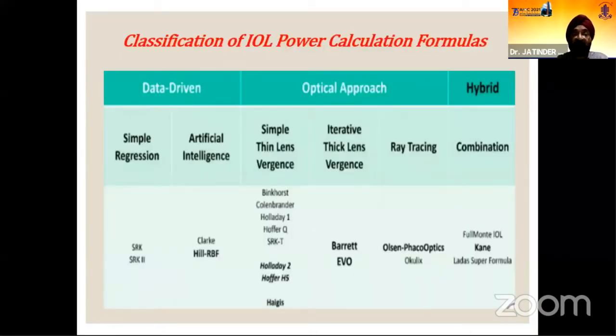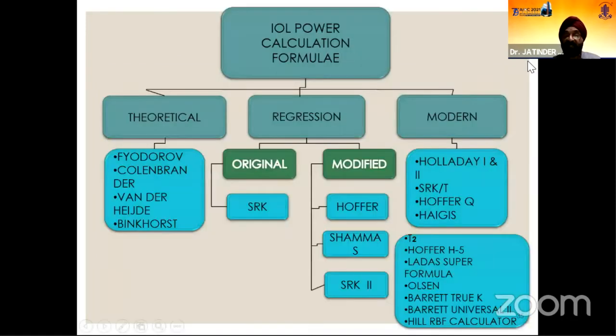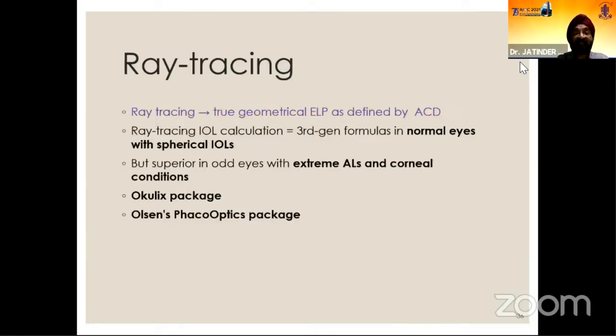So after that, we have to do the calculation by the IOL power formulas. And if we see the IOL power formulas, there are different formulas: first generation, second generation, and now is the time for the newer formulas. And the newer formulas are the modern formulas, Holladay 2, Hoffer H5, LADAS, Olsen, Barrett TrueK, Barrett Universal 2, and Hill RBF calculator. Ray tracing is another method, and it is available in the OKULIX package and Olsen's PhacoOptics package.